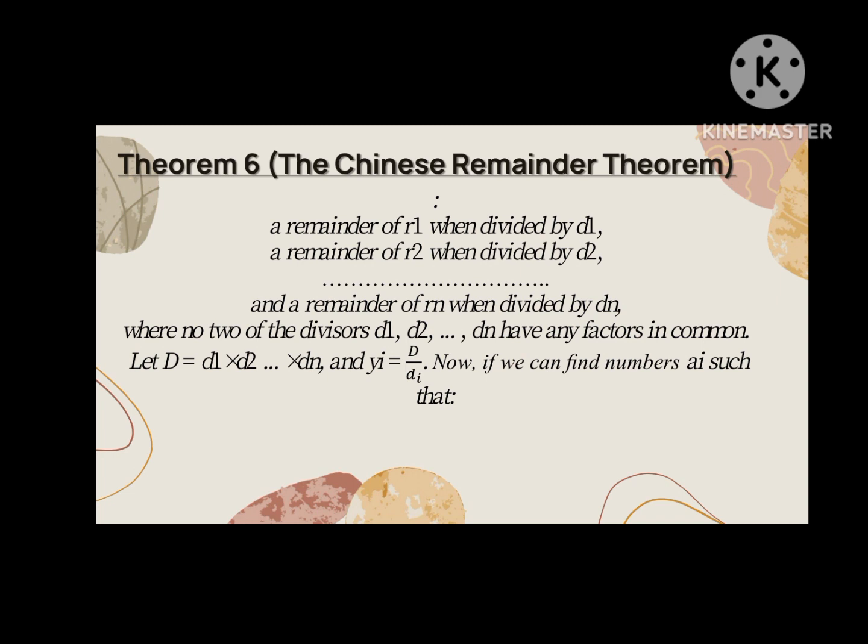The Chinese remainder theorem. Suppose we wish to find a number x which leaves a remainder of R1 when divided by D1, a remainder of R2 when divided by D2, and so on until a remainder of Rn when divided by Dn, where no two of the divisors D1, D2, until Dn have any factors in common.